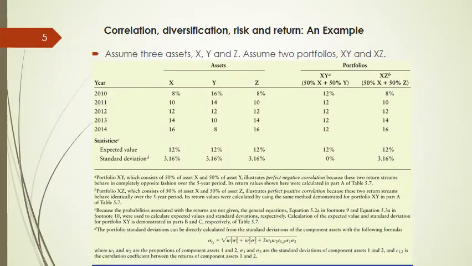So perhaps the best way of demonstrating how diversification works in practice and how correlation comes into it is to look at an example. What you have is three assets: asset X, asset Y, and asset Z. You have returns that are given for a period of 5 years, starting in 2010 and going to 2014.